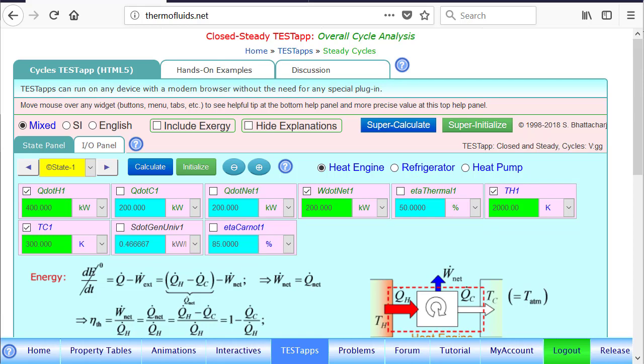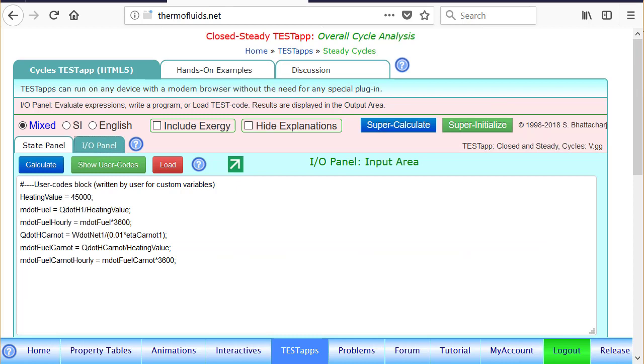And I have already, to reduce the time needed for this video, entered a few equations. I'll just go over them so that you can see what they are. First, I entered what is the heating value, which is 45 million joules, translated to 45,000 kilojoule per kg of fuel. So therefore, the m dot fuel, the mass consumption rate of the fuel, is given by Q dot H1. That is the heat consumption by the cycle divided by the heating value I just declared.